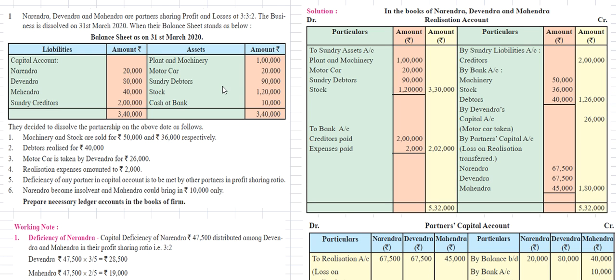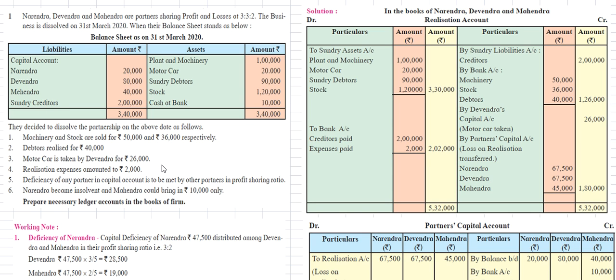They have to prepare a realization account, which means they are closing all the accounts and recovering all the amounts to be paid. All these things come under a realization account. The first adjustment is that machinery and stock are sold for 50,000 and 36,000 respectively. Debtors realized 40,000 rupees. Motor car is taken by Devendra for 26,000 rupees.